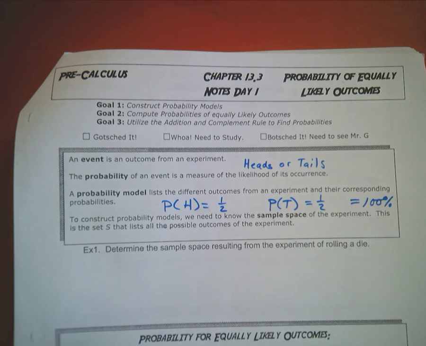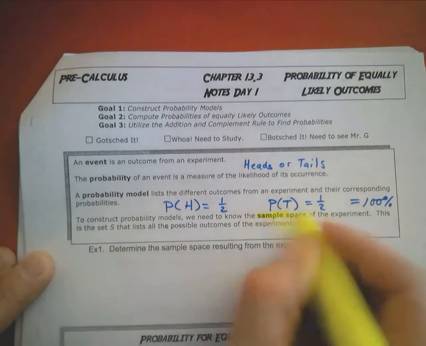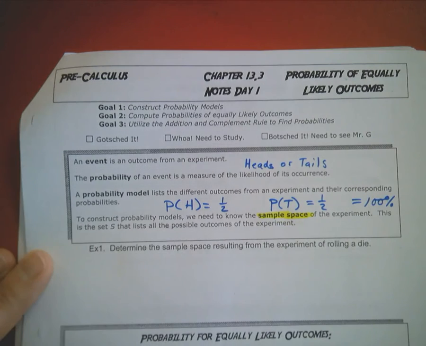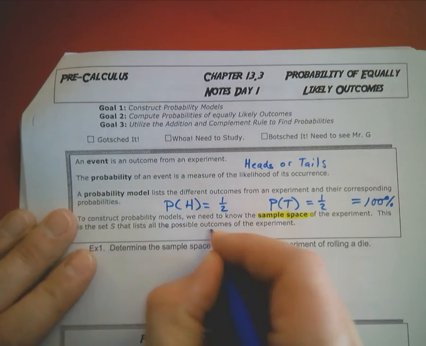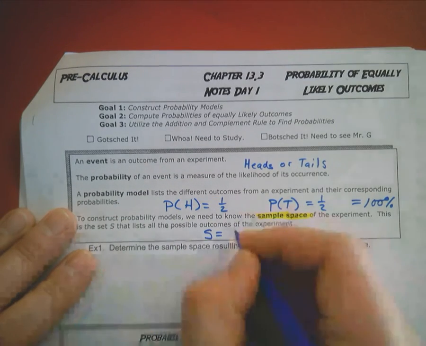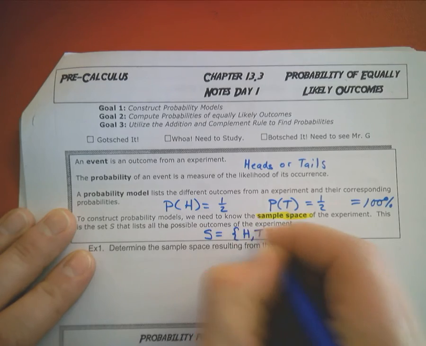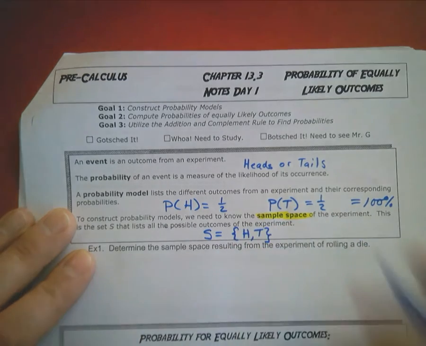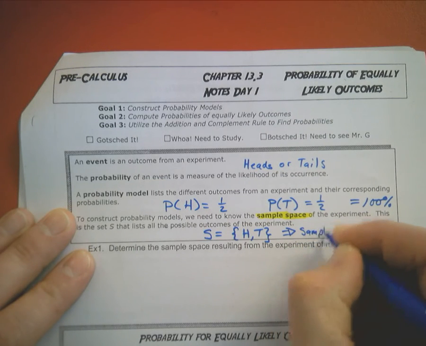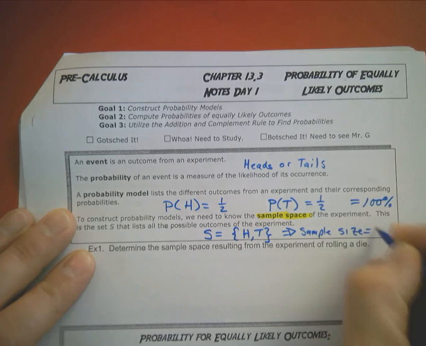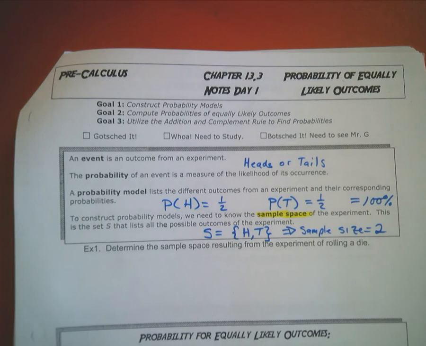Okay? So the next thing is we're going to construct probability models. We need to know the sample space of the experiment. So sample space is the key word there. This is the set S that lists all the possible outcomes of the experiment. So for example, my set would be heads or tails. And for the size of this, we count how many we got, and there's two possibilities, either heads or tails.